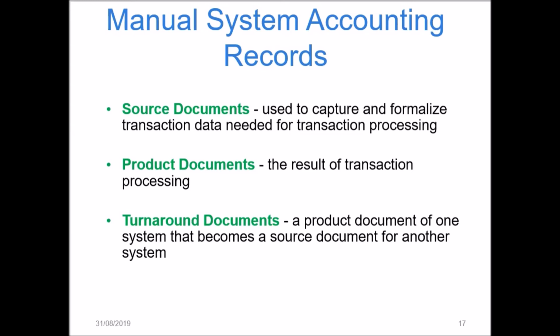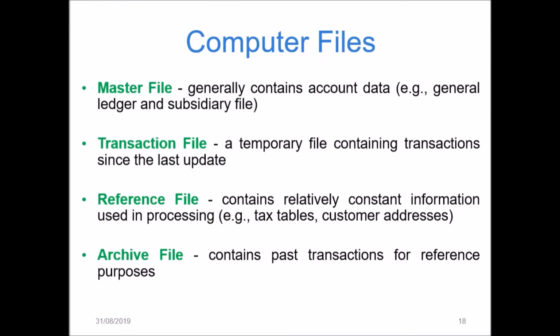Next slide. When we talk about computer files, there are generally four types of files. The first one is master file. Master file generally contains account data, for example the GL, the subsidiary file, the combination of all those files. The transaction file is a temporary file containing transactions since the last update. And reference files contain relatively constant information used in processing, for example tax tables, tax figures, customer address, and so on.